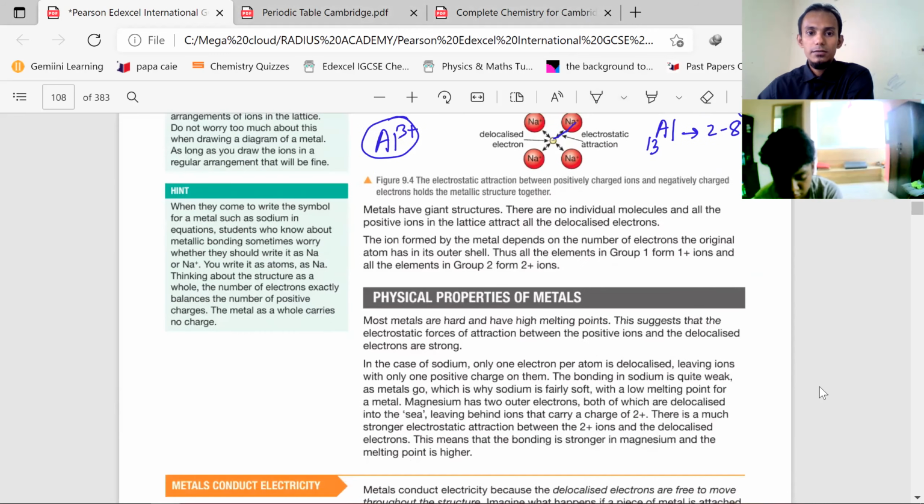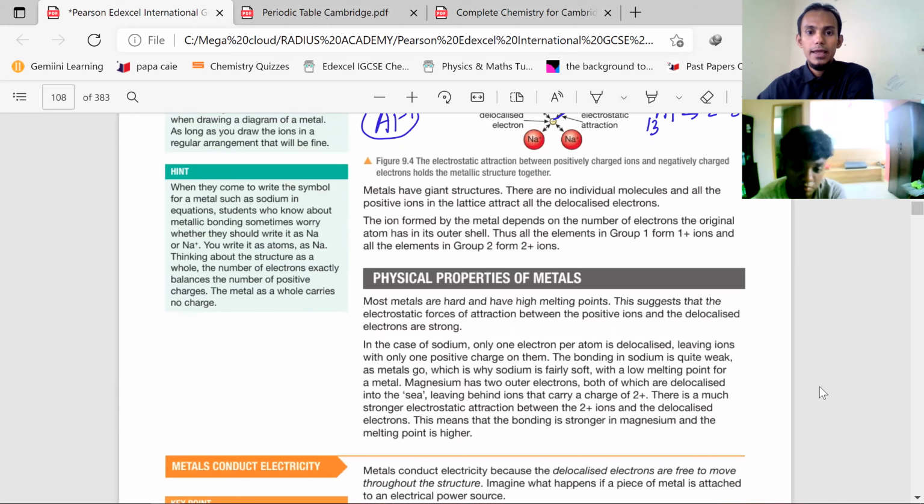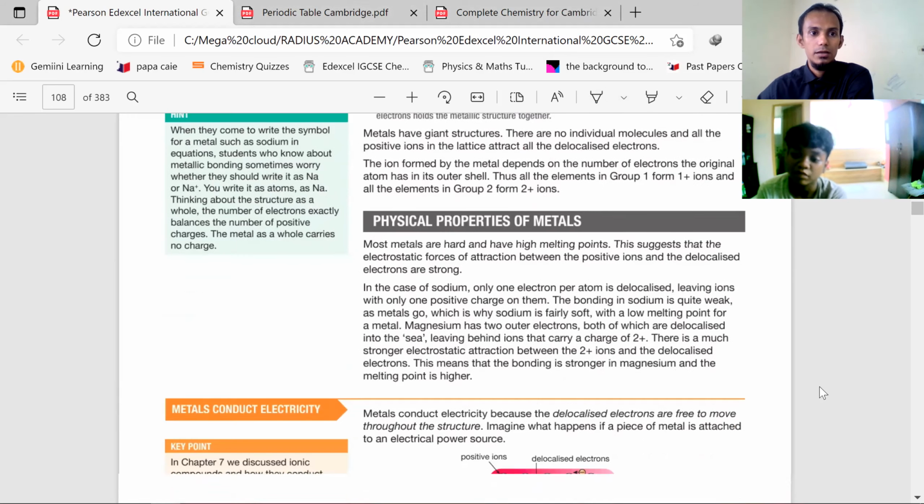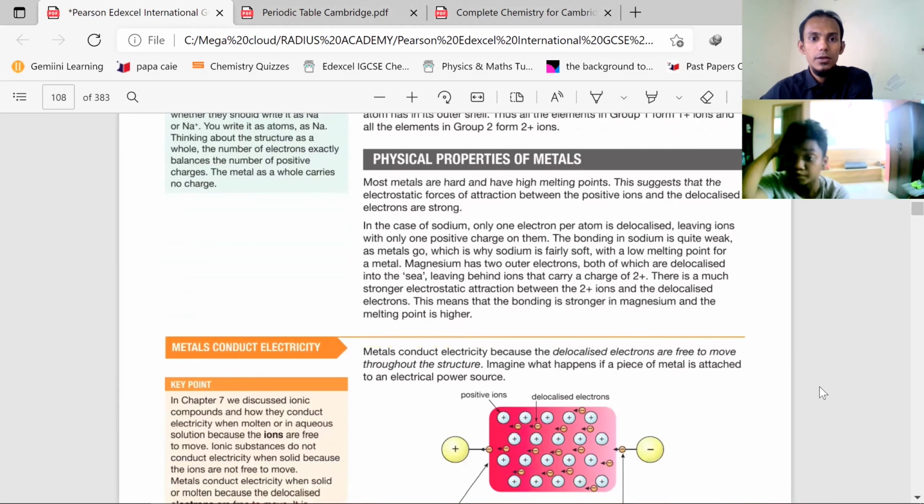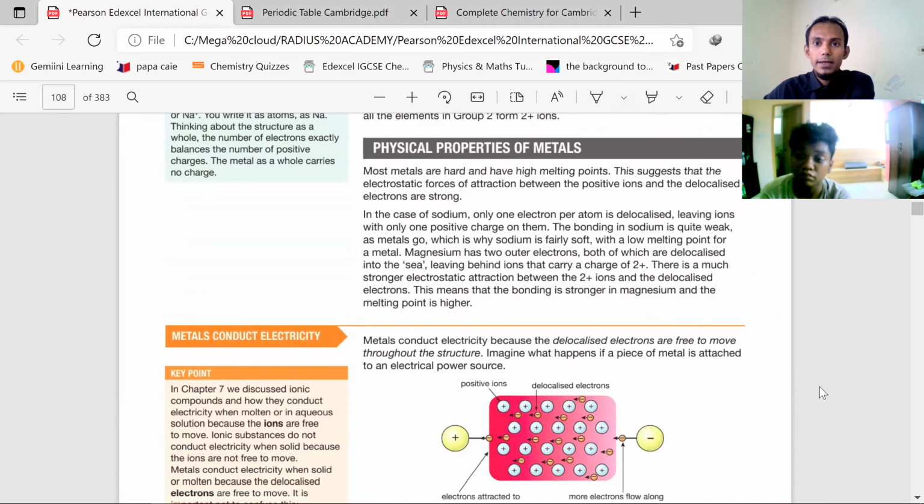So let us proceed then. If you want, you can read. Physical properties of metals. We have just completed physical properties of giant covalent.